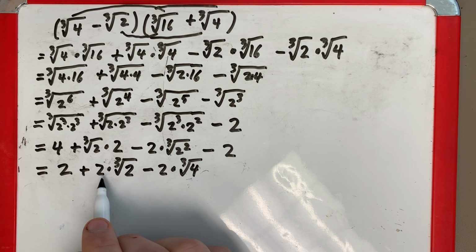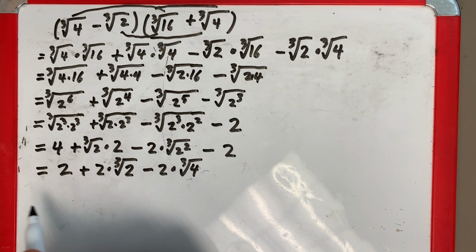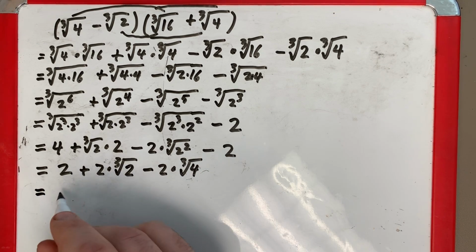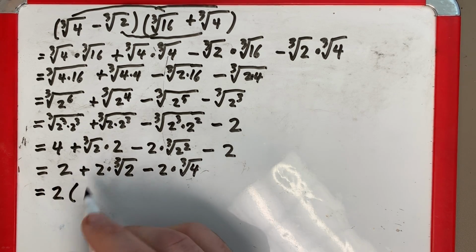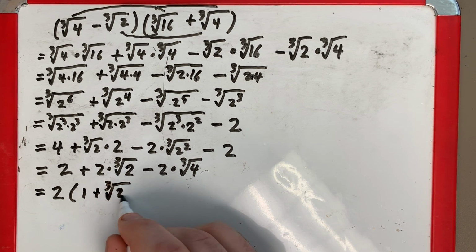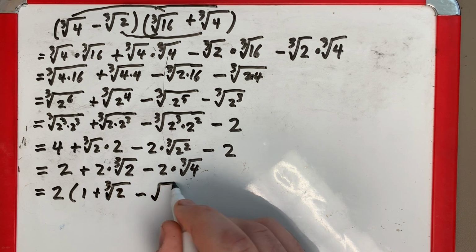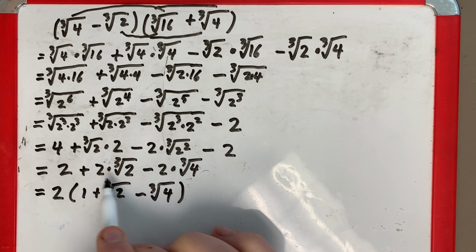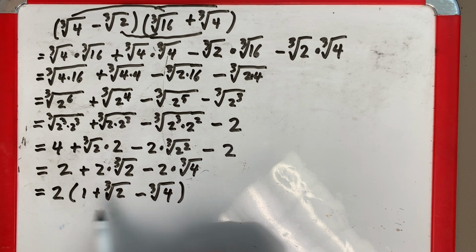Notice that I have a 2 in each of these guys, and if I factor it out, I don't really have anything else to factor out of anything. So I can factor out a 2. So I have 1 plus cube root of 2 minus cube root of 4. All I did was factor out this 2 from every single term, and I just pulled it out in front of the entire quantity. So this looks completely simplified.